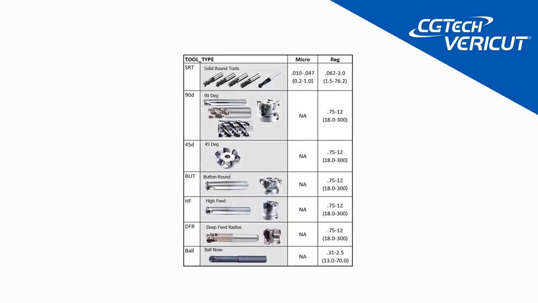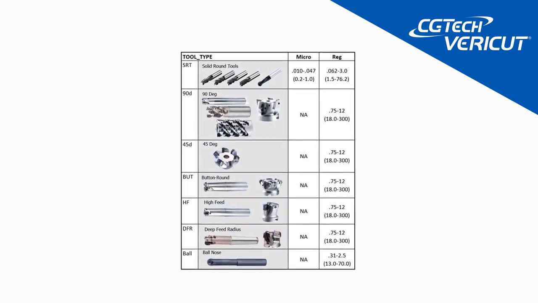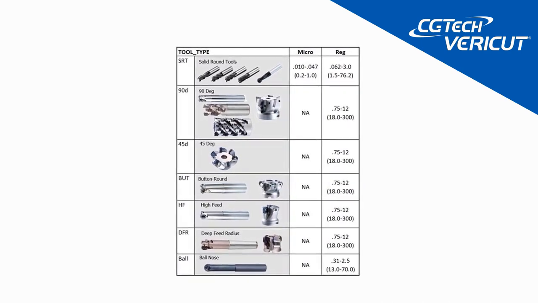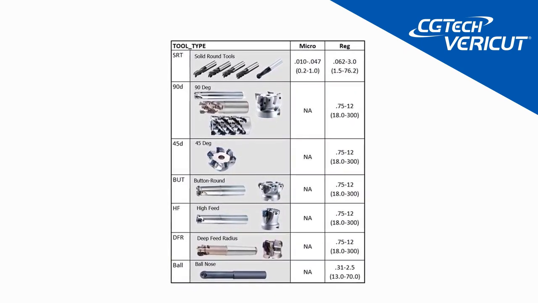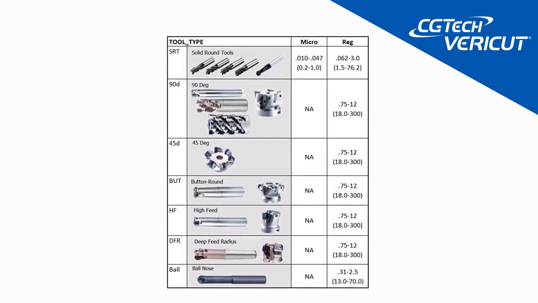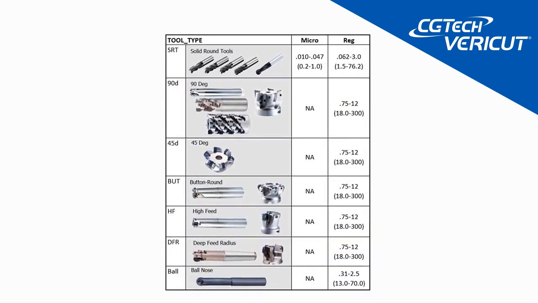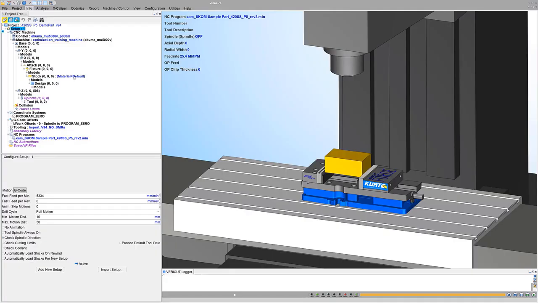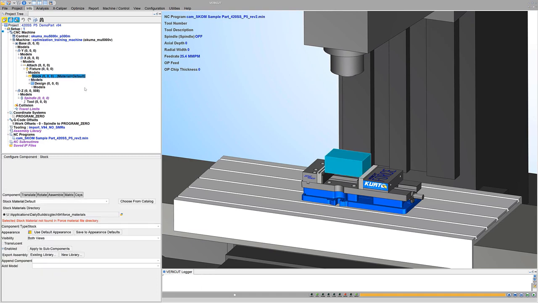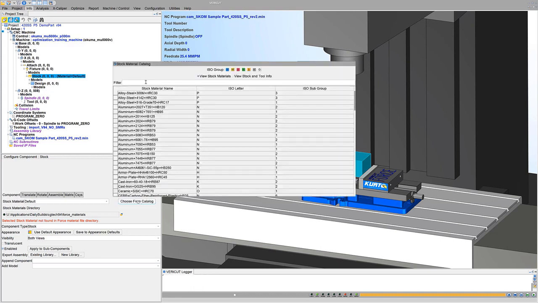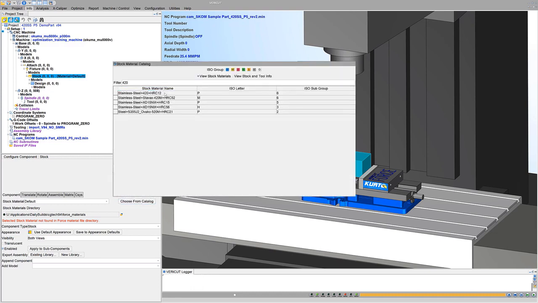In VERICUT 9.4, VERICUT's tool data containing industry-recommended cutting data such as spindle speeds, feed rates, cutting limits, and more is available to support regular and micro tools that machine a wide range of stock materials. Cutting values provided are for the current stock material, so start by selecting the material. In our case, it's 420 stainless steel.